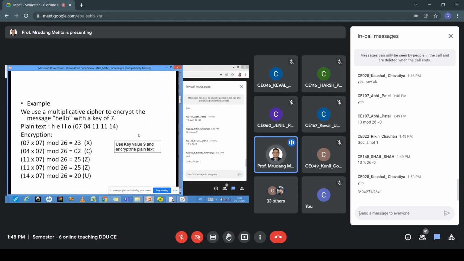So this is the example. We use a multiplicative cipher to encrypt the message hello with a key of 7, right? For 7, the solution is given. Now you use key value 9 and encrypt the plain text. Do this exercise. The same way you perform the solution for 9 and give me the answer in the chat box.